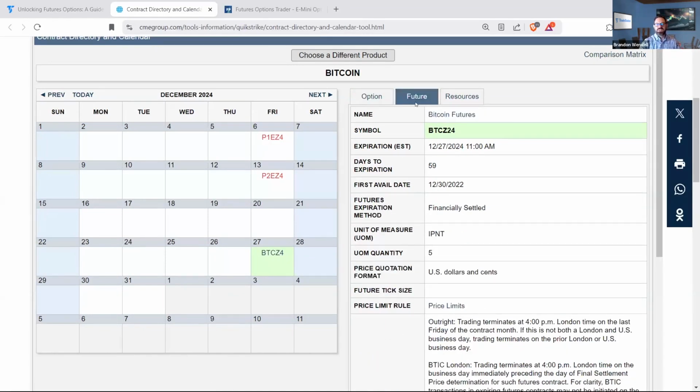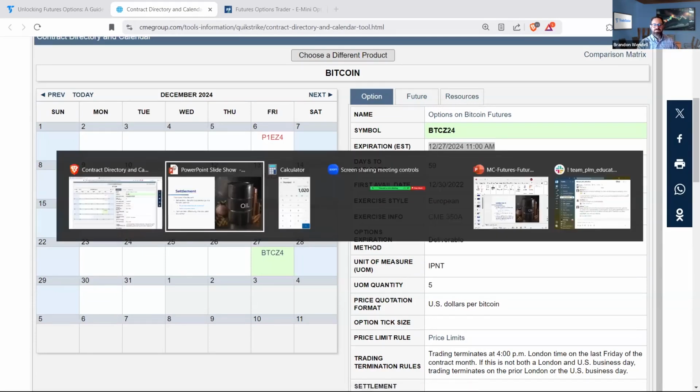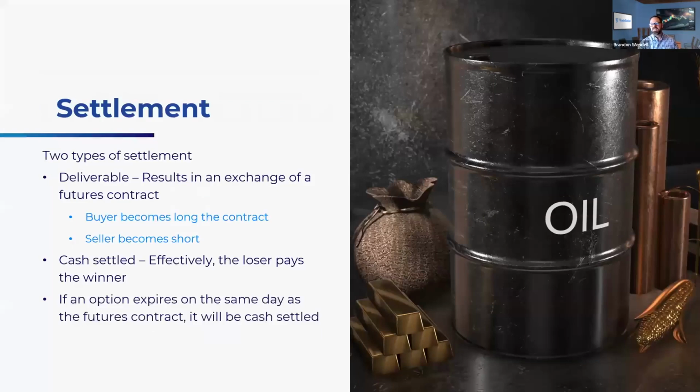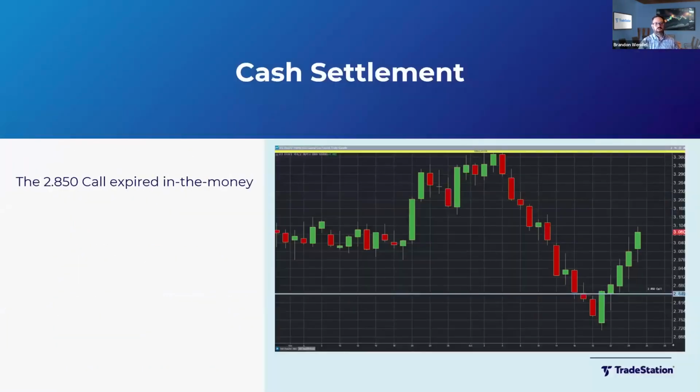Notice if I click on the future, that expires 12/27 at 11 a.m. If I click on the option, that also expires the same day and time. That would be cash settled. So deliverable options become cash settled if they expire on the same day as the underlying futures contract. Okay. Like I said, we're going to continue on with this discussion in our next session to kind of talk about walking through the different strategies and seeing how they actually work and how trading works.